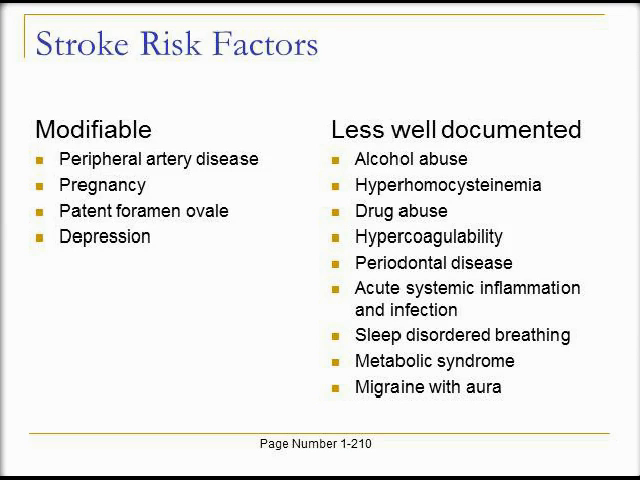Then we have this other list now. These are things that we think are related, but they're not as well characterized as the things that we know are definitely modifiable. So either we don't know how much they contribute to risk, or we don't know if modification of them changes the risk. Those include alcohol abuse, hyperhomocysteinemia, drug abuse, hypercoagulability, periodontal disease, acute systemic inflammation and infections, and that's, of course, in the immediate period thereafter, sleep disordered breathing, apnea, metabolic syndrome, and then migraine with aura.